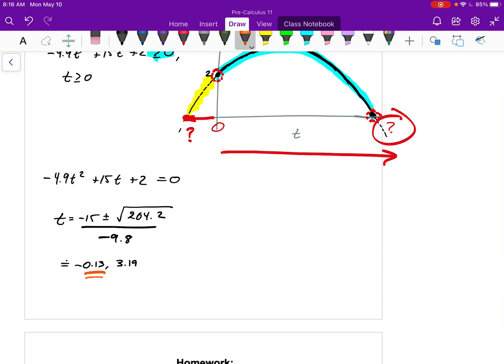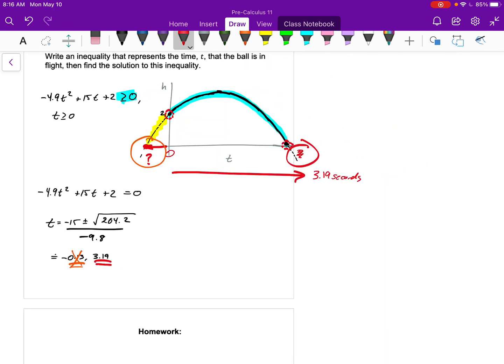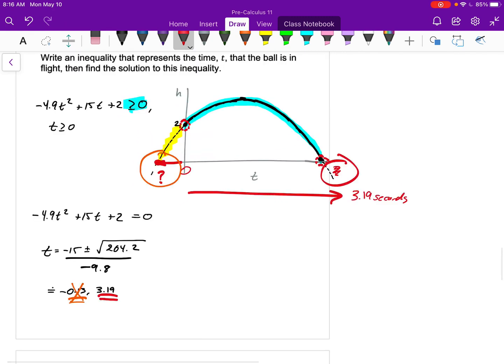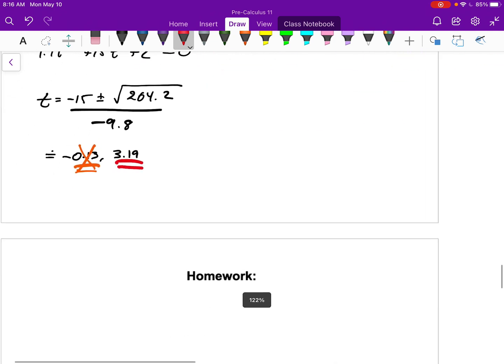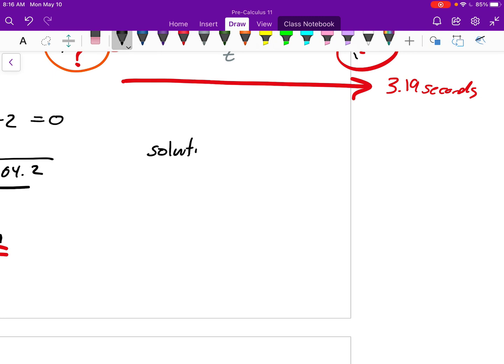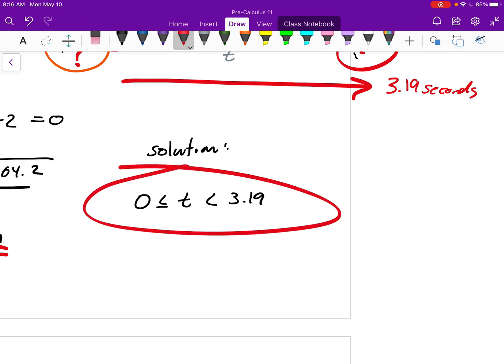And so negative 0.13, that's this solution right here, which in the context of this question is not needed. So I have no interest in that part. 3.19 is what matters to me. That is what was a question mark. Now I know it's about 3.19 seconds. So now I know the ball was in the air for 3.19 seconds, from 0 to 3.19 seconds. And so therefore the solution is from 0 to 3.19 approximately. And that's when the ball was in flight.